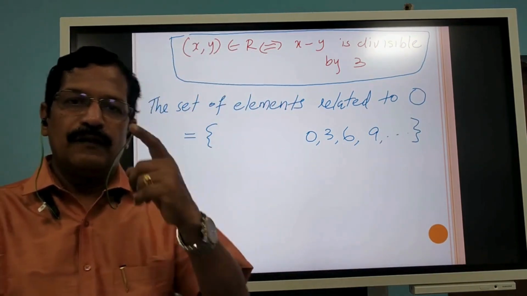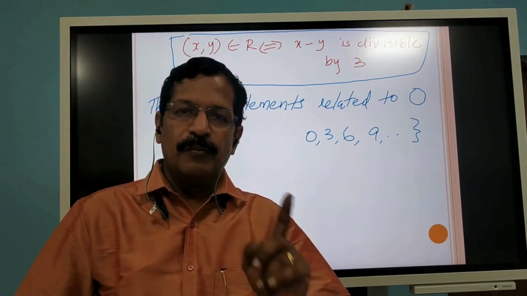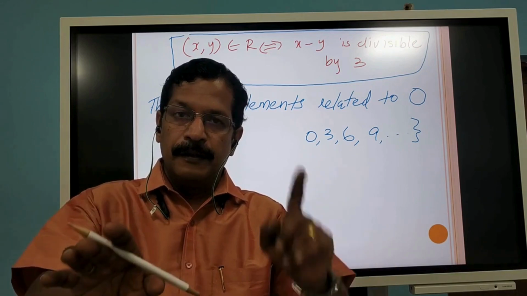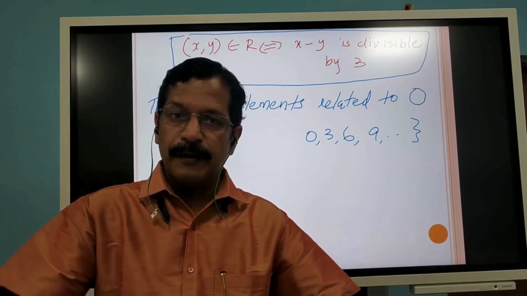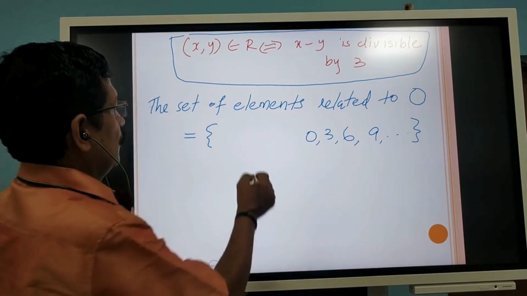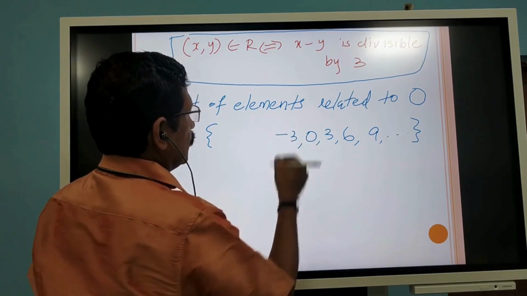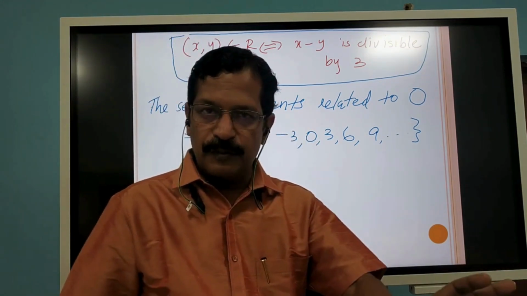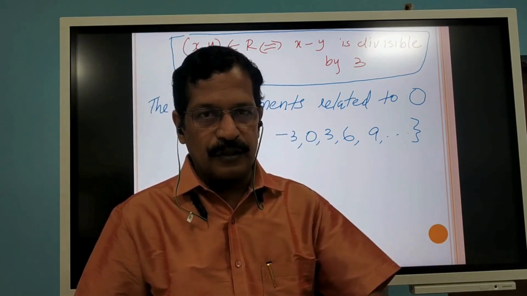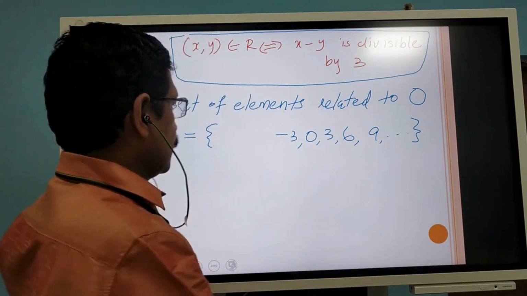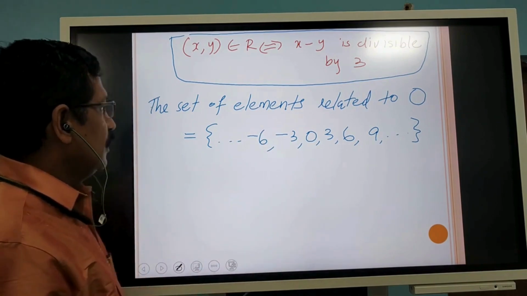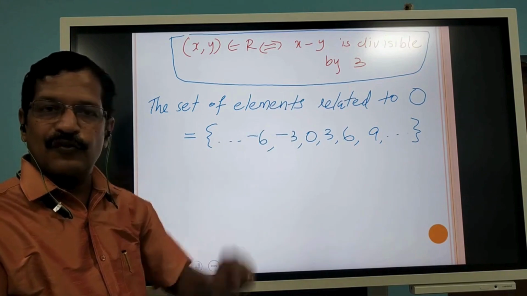Now, left side of 0, whether minus 1 is related to 0: minus 1 minus 0 is minus 1 only, it is not divisible by 3. Negative 2 is not divisible by 3. Negative 3, yes, negative 3 is divisible by 3. So, negative 3 is possible. Negative 4 is not related to 0. Negative 5 is not related, but negative 6 is related to 0. So, negative 6 and so on will come also. So, these are the elements related to 0.